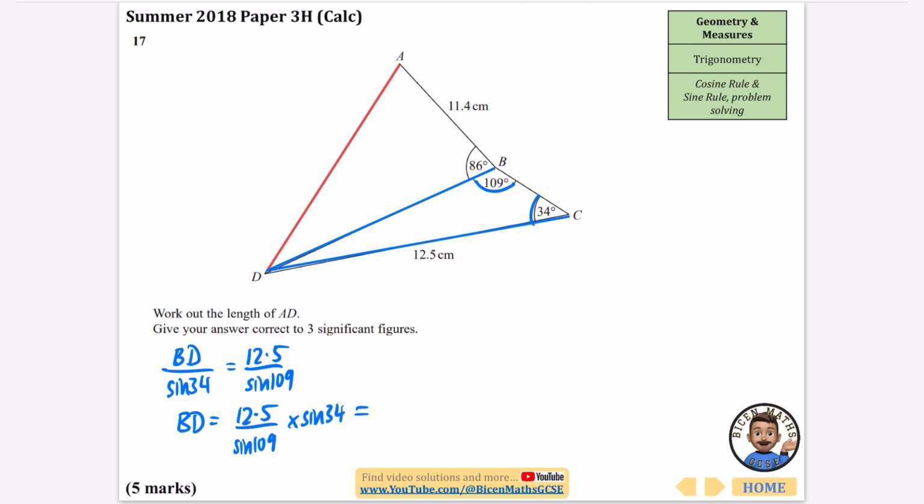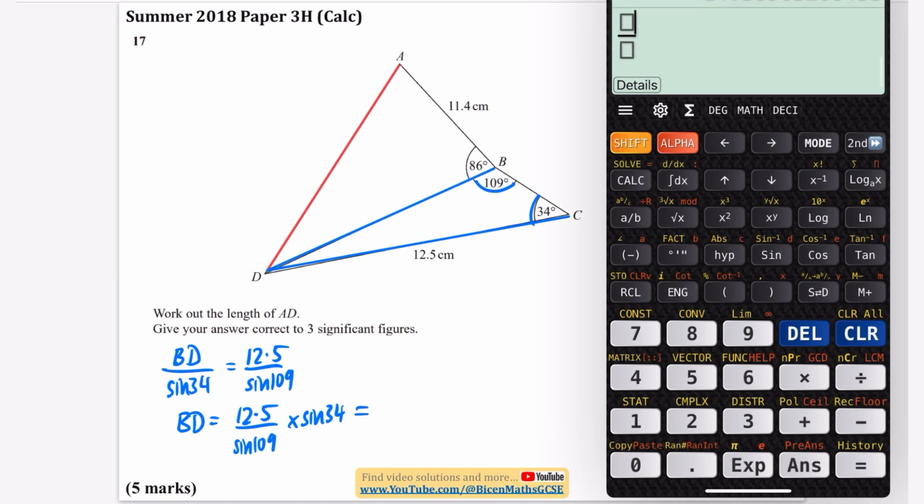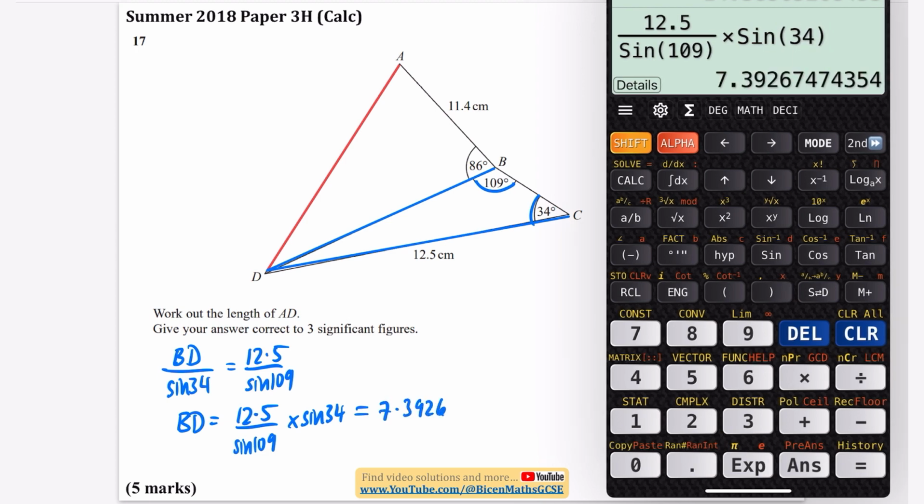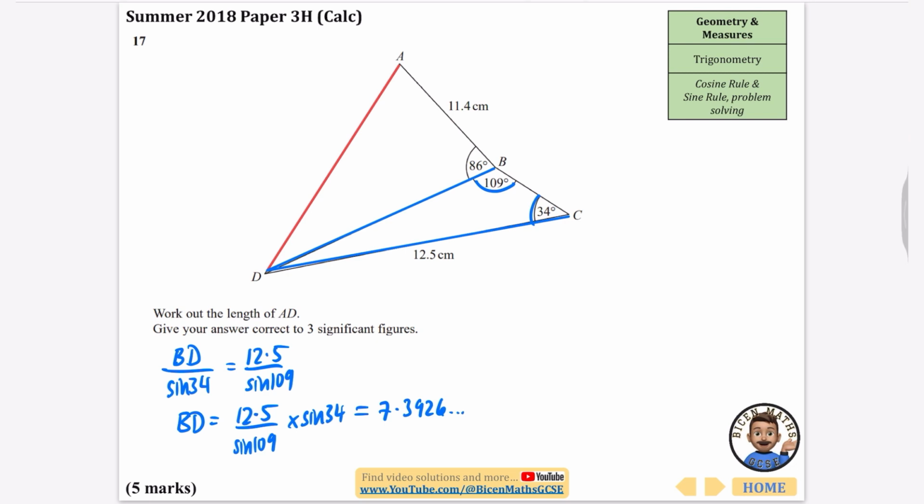And I'm going to get that all onto my calculator straight away. So we have 12.5 divided by the sine of 109, multiplied by the sine of 34, and that is 7.3926, dot, dot, dot to show it keeps going, and I'm just going to keep it stored on my calculator there. Now that I know that this length here is 7.3926, I can have a think about what's going on in this red section that we've got.